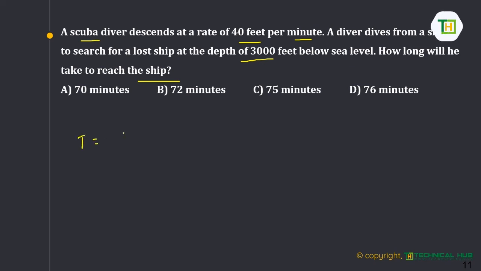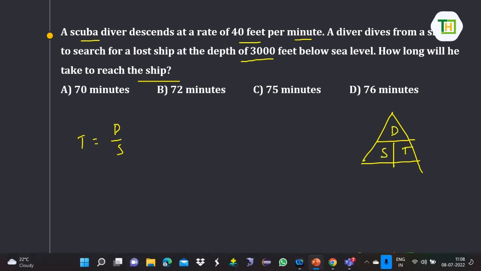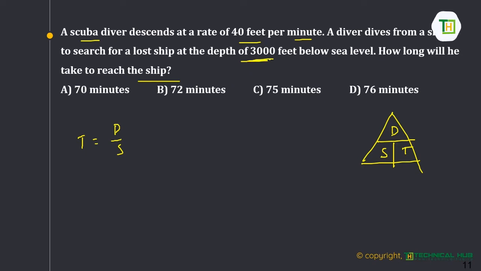So time is nothing but distance by speed. So time formula is equal to distance by speed. So here 3000 feet is nothing but distance only. Actually, one ship is lost. That is 3000 feet below the sea level. But a scuba diver descends at the rate of 40 feet per minute. It means he will go 40 feet per 1 minute. Okay, so that is the speed of that person. So distance is 3000 and speed of that person is 40 feet.